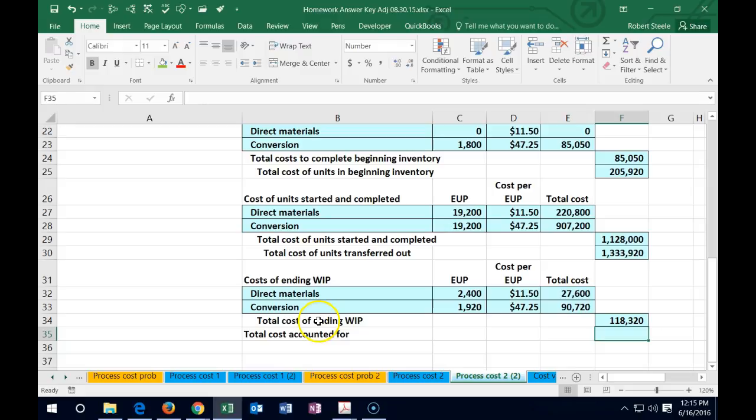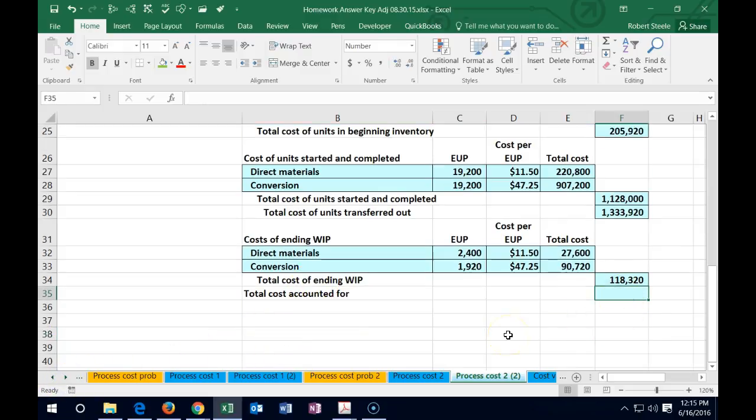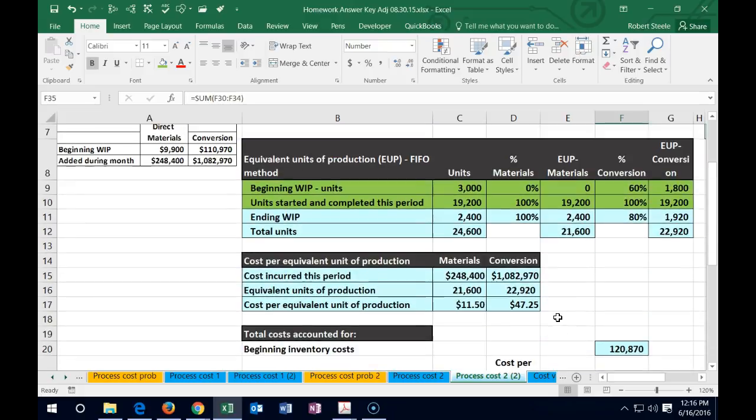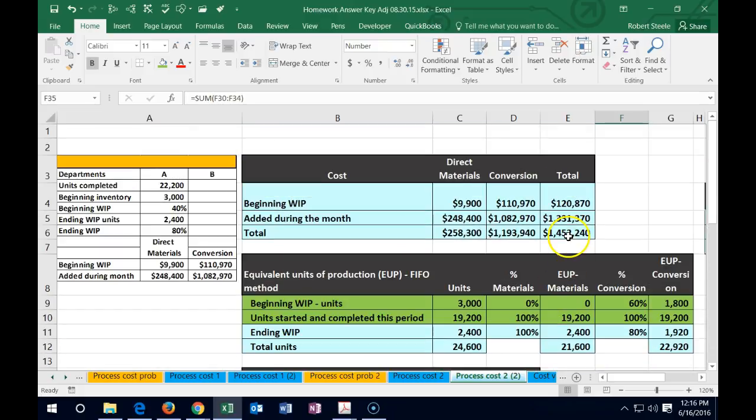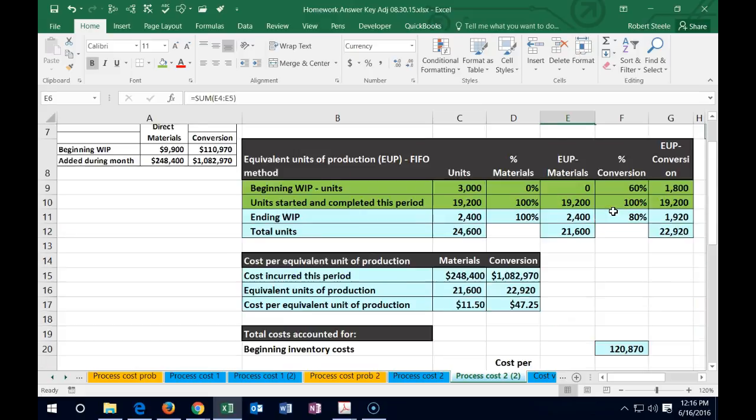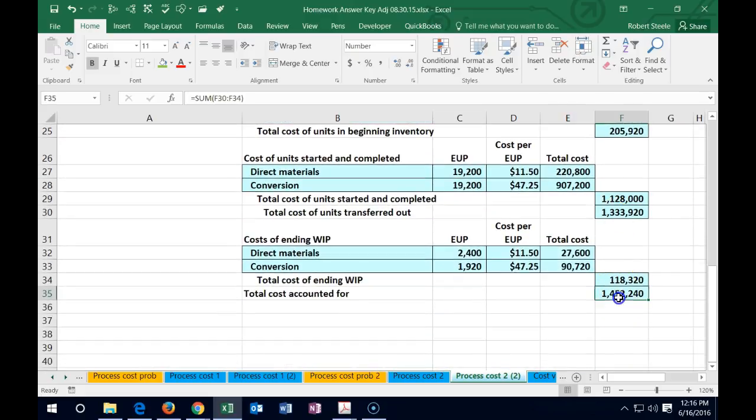118,320. Now this last number is basically a check figure. So what we're doing is we're going to say this equals the sum of the total amount that's going to be transferred out plus the amount that's still in the work in process for department A. That gives us the 1,042,240. Why is that a check figure? Because that should match what we calculated up top in terms of total cost, the 1,042,240.